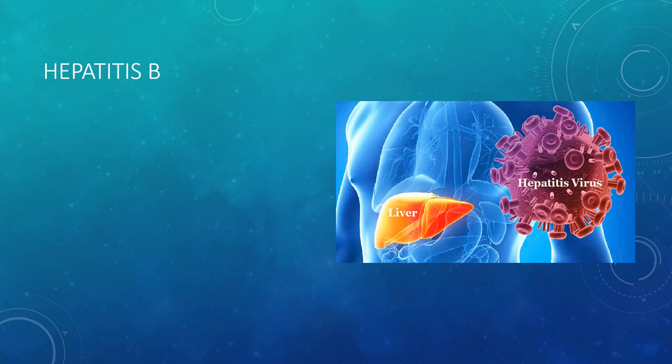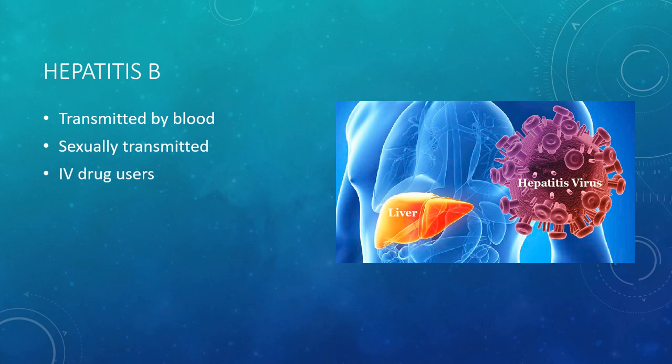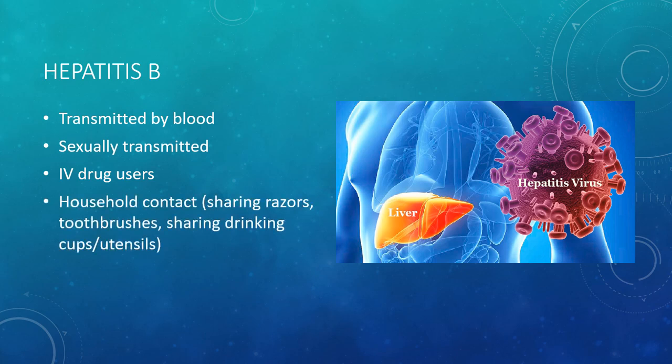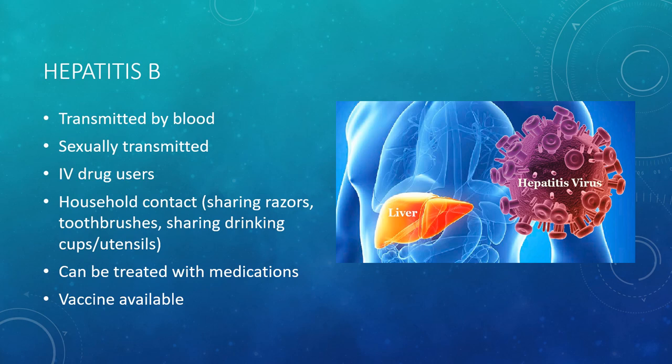Hepatitis B. Hepatitis B can be transmitted by blood, sexually transmitted through IV drug users, through household contact, such as sharing razors, toothbrushes, sharing drinking cups and utensils. It can be treated with medications, and vaccines are available for hepatitis B.